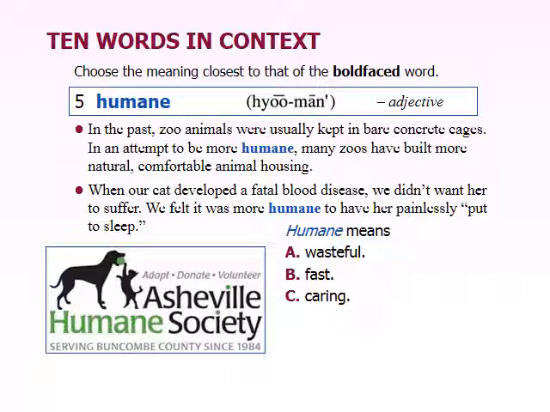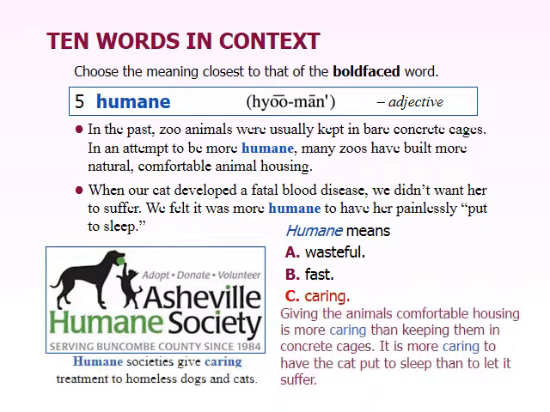In the past, zoo animals were usually kept in bare concrete cages. In an attempt to be more humane, many zoos have built more natural, comfortable animal housing. When our cat developed a fatal blood disease, we didn't want her to suffer. We felt it was more humane to have her painlessly put to sleep.